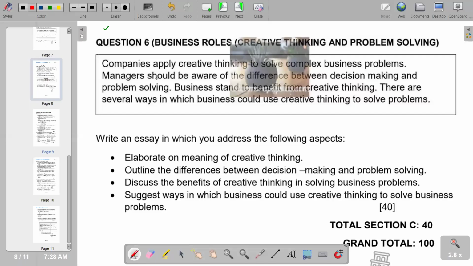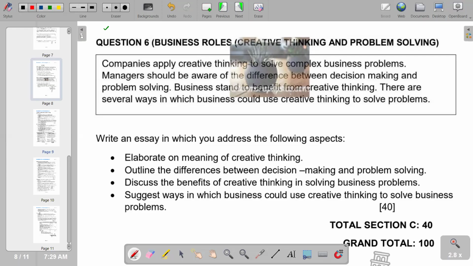This is a question on business roles, that is creative thinking and problem solving. You are given a scenario before the requirements of the essay. In terms of the information that you are given, it reads: companies apply creative thinking to solve complex business problems. Managers should be aware of the difference between decision making and problem solving.